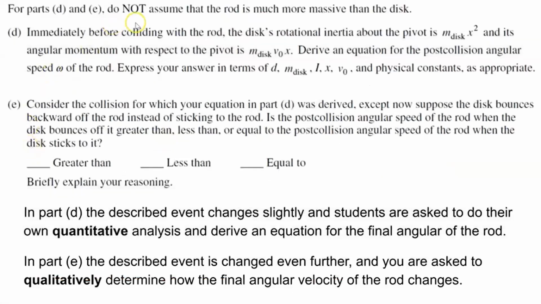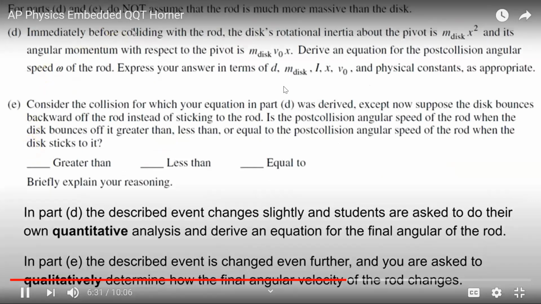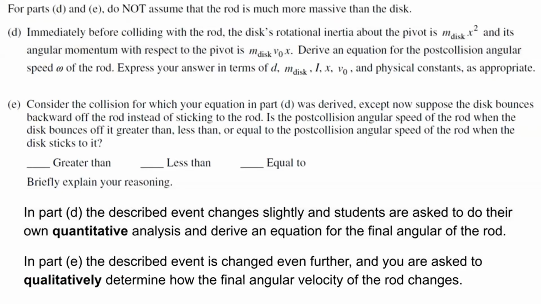In parts D and E, you've got a little bit more of the same thing going on. In part D, the described event changes slightly, and students are asked to do their own quantitative analysis. Here, they are expressing their answer in terms of P, M disk, I, X, and physical constants. It's appropriate, so they're coming up with an equation. They're manipulating equations, and we call that the quantitative analysis in the numbers. So don't confuse your kids by telling them they're going to have to manipulate numbers. No, it's really equations for this.